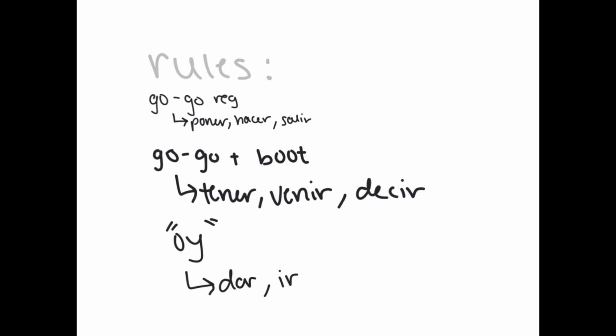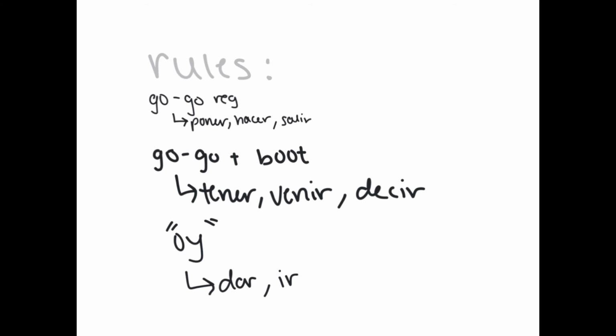So I wanted to give an overview of these irregular verbs, and I also wanted to go through the conjugations of these verbs because I forgot to in the beginning. So the normal go-go regular verbs are poner, which is to put or place, hacer, which is to do or make, and salir, which is to leave.